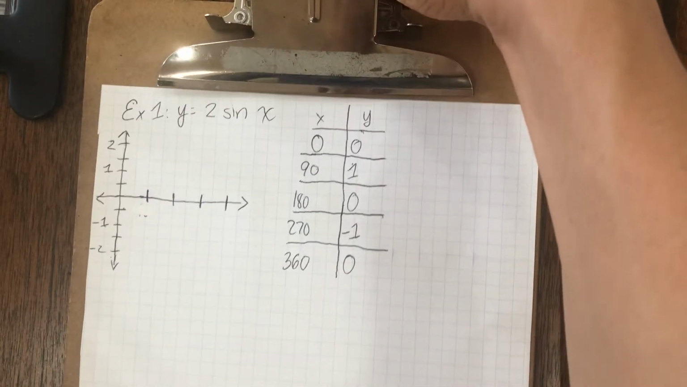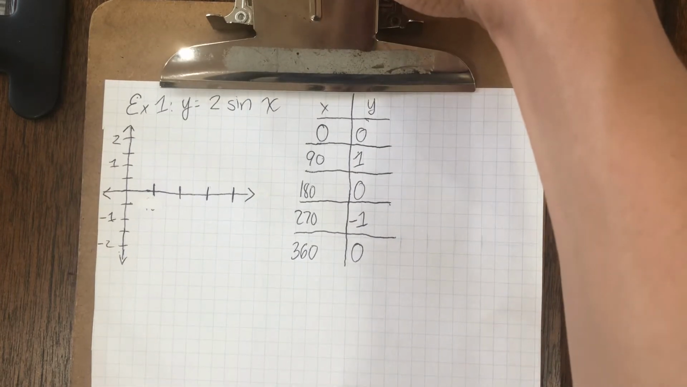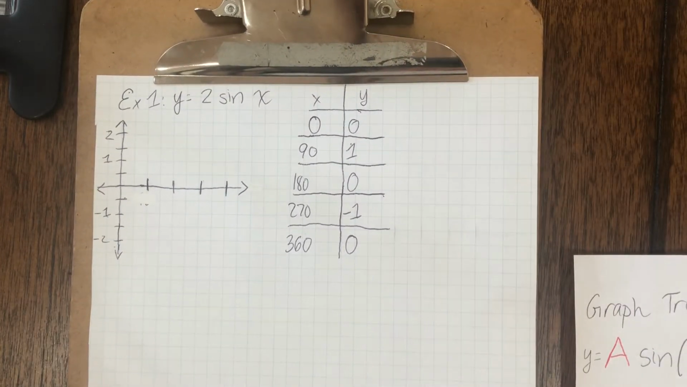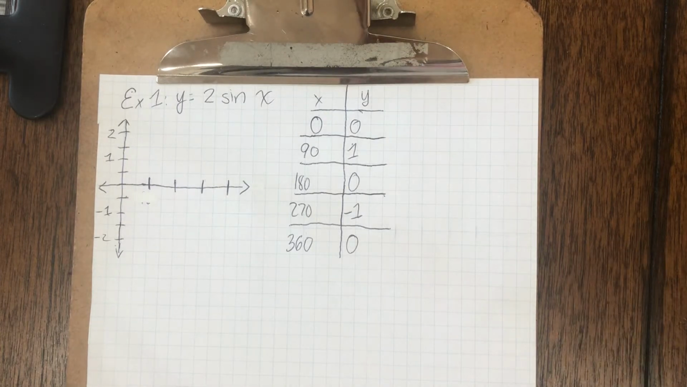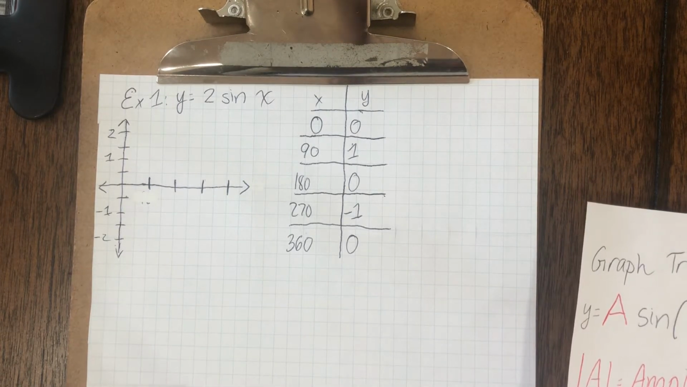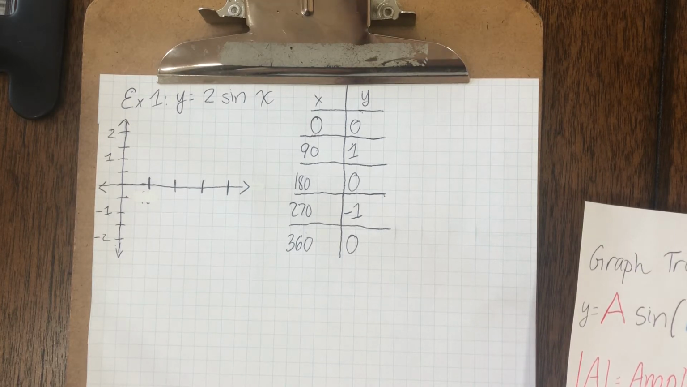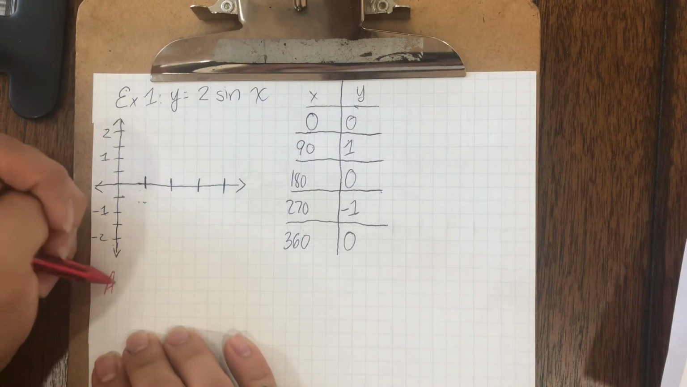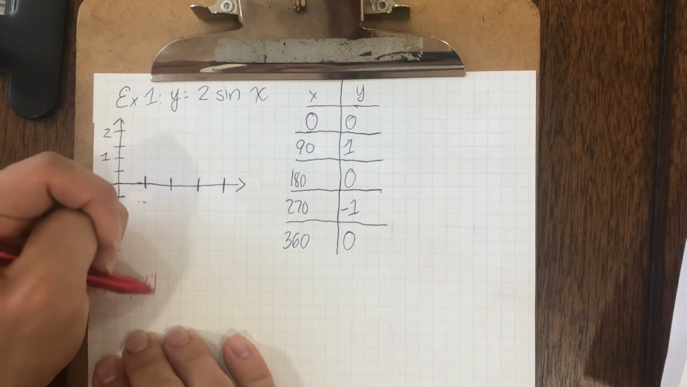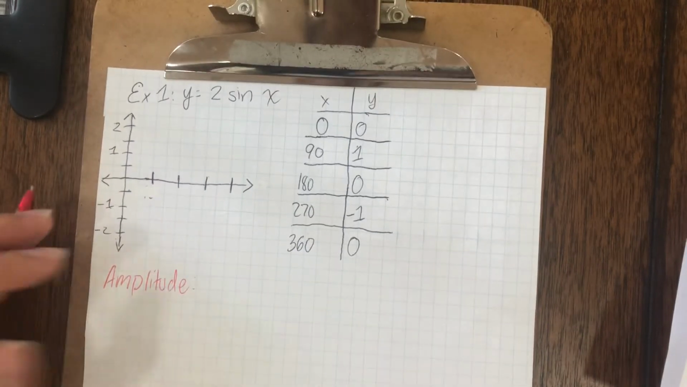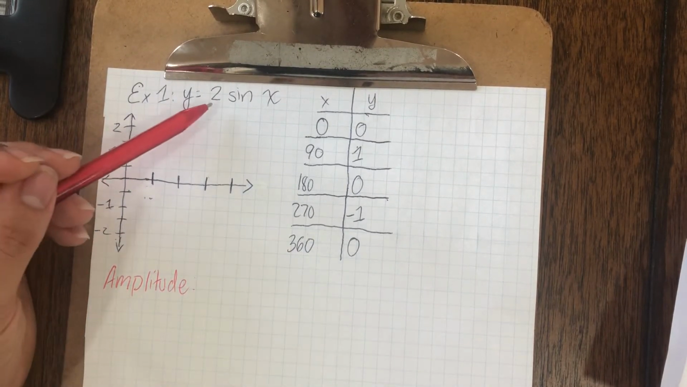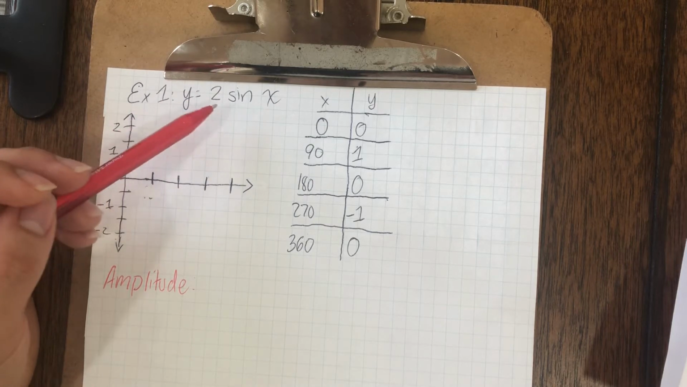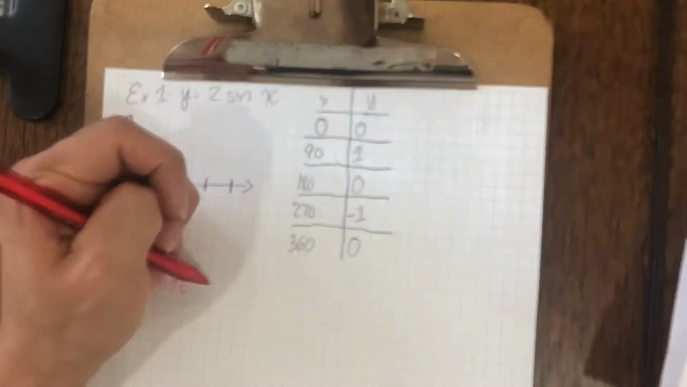In the first example, we have y equals 2 times sine of x. What I want to do is figure out what's going to be the amplitude for the graph, what's going to be the period, and how much we go from one x value to the next. Let's first figure out the amplitude. The amplitude is usually the number that's in front of the trig function. We see that the coefficient for the trig function is 2. So the amplitude is 2 units.